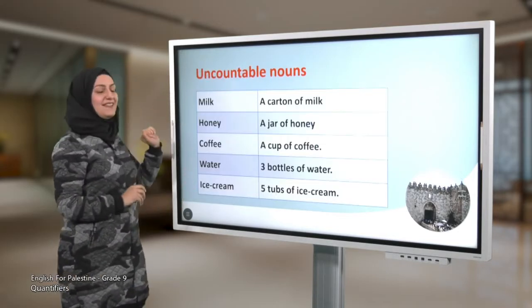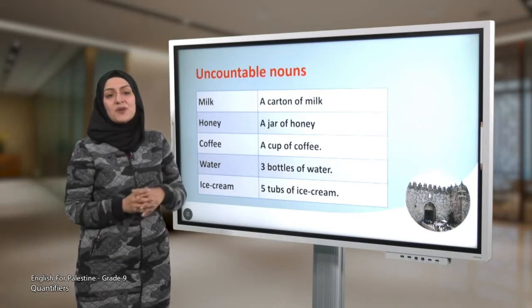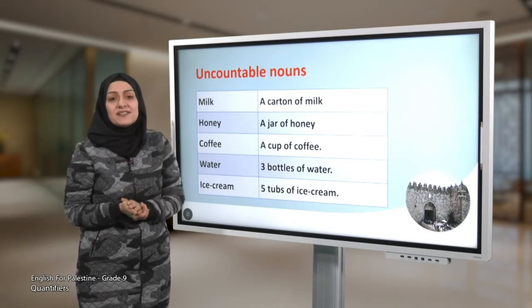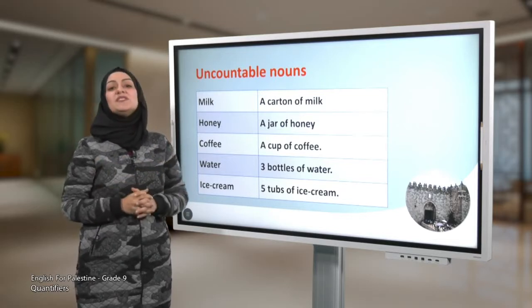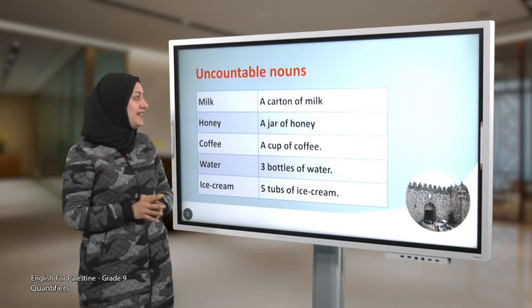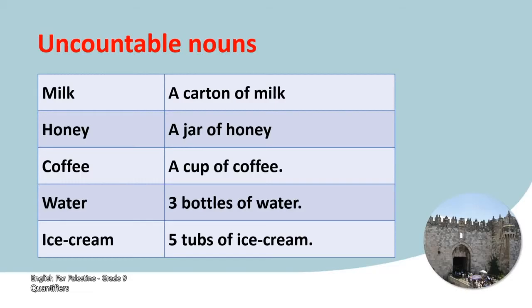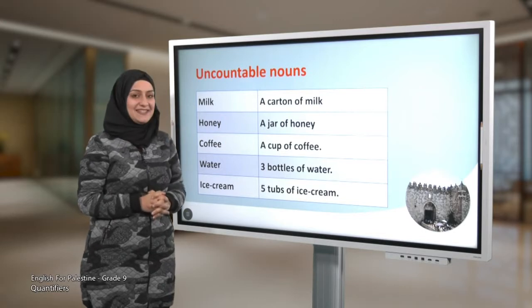Okay, we have milk. Can we count milk? No, actually we can't. Why? Because milk is liquid. It's very difficult to count it itself. So, to make things easy, we use words before that noun in order to show quantities, like a carton of milk, a jar of honey, a cup of coffee, 3 bottles of water, 5 tubs of ice cream. So these words helped us to show the quantity.